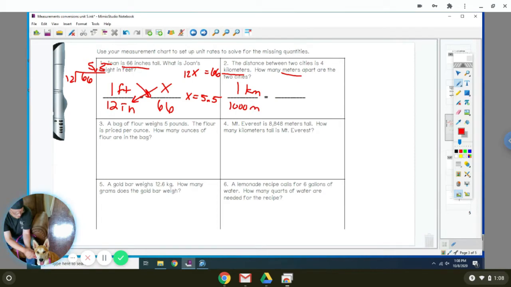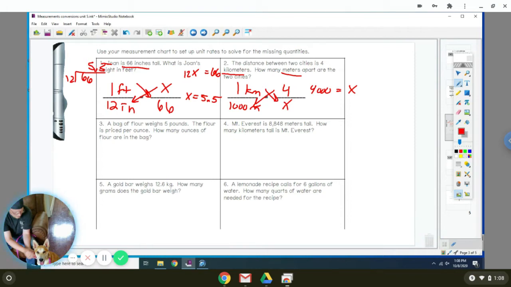And what we're going to do is change 4 kilometers to meters. So 4 kilometers goes on top over x. So we're going to cross multiply. We're going to do 4 times 1,000, which is just 4,000, and then 1 times x, which is just x. So that means that the cities are 4,000 meters apart.